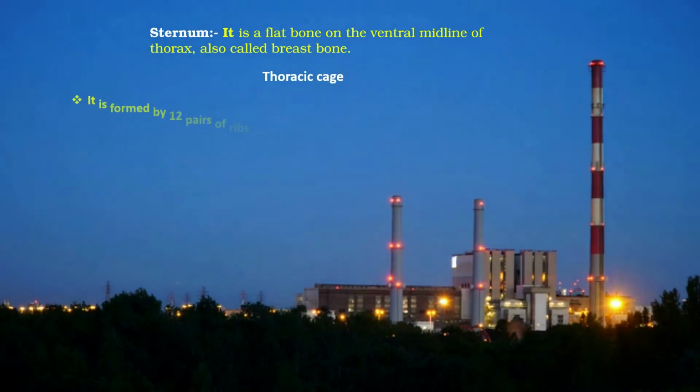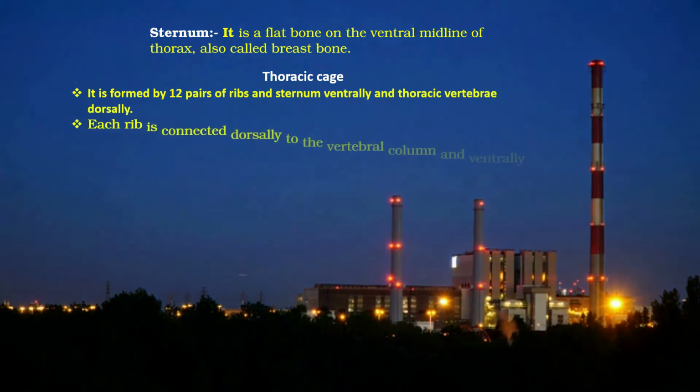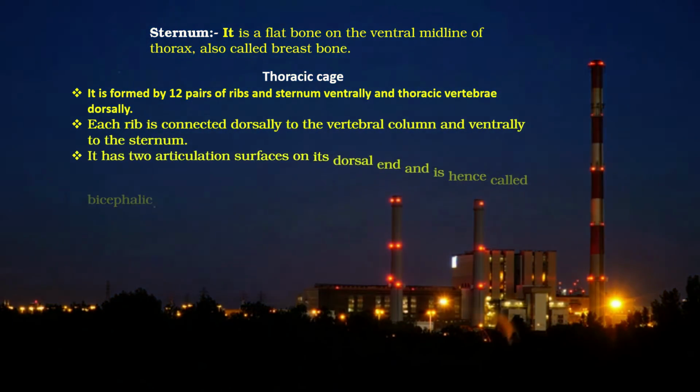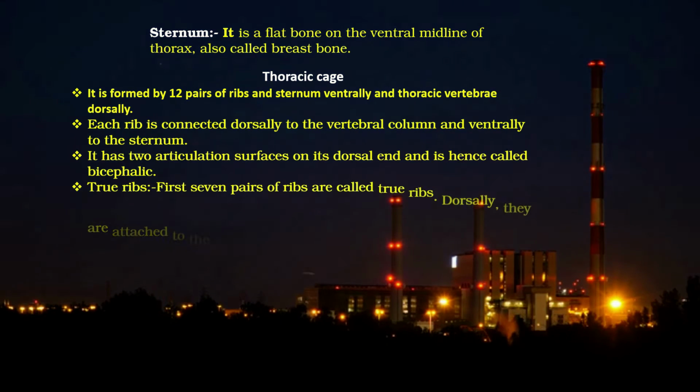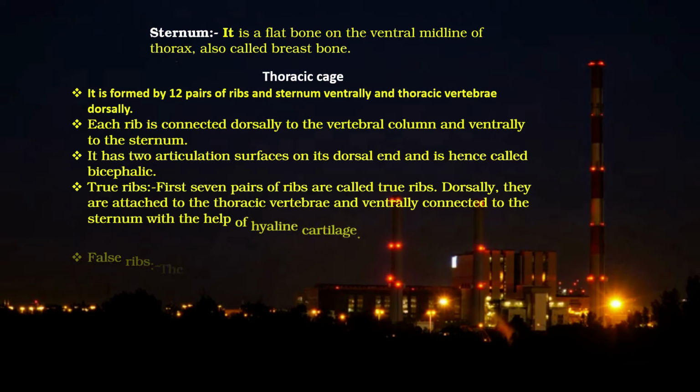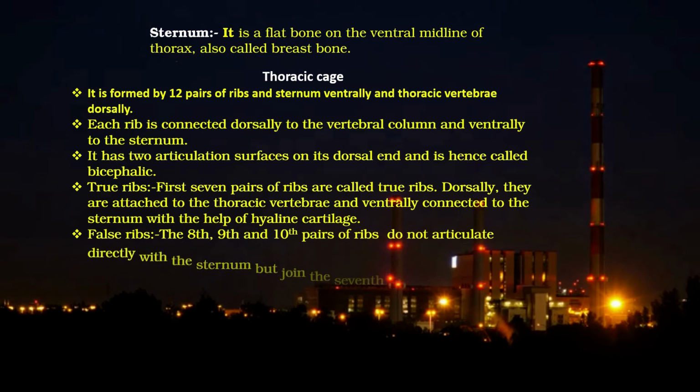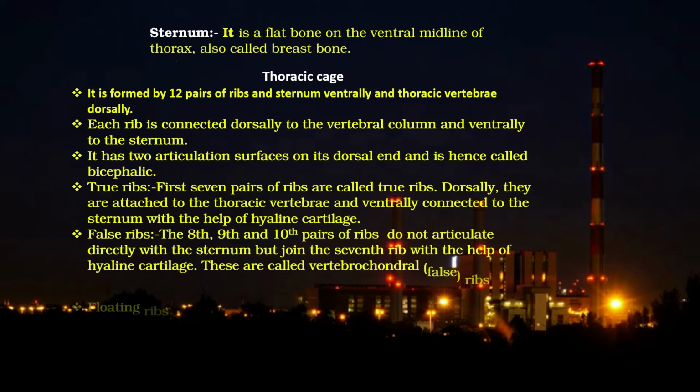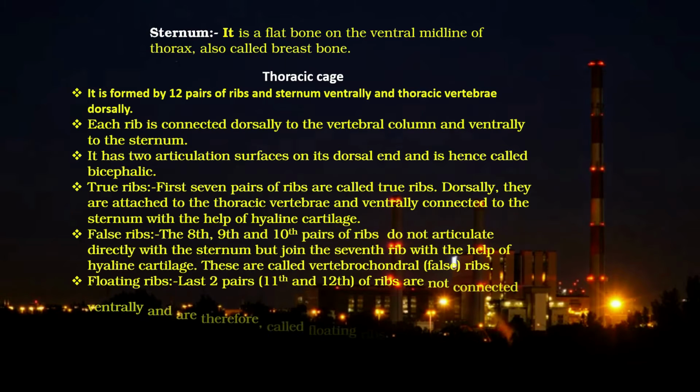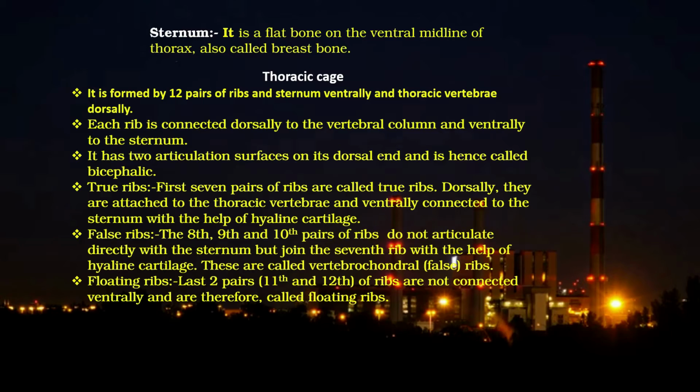Now, we can study the sternum and thoracic cage formation. It is formed by 12 pairs of ribs and the sternum ventrally, and thoracic vertebrae dorsally. Each rib is connected dorsally to the vertebral column, and ventrally to the sternum. It has 2 articulation surfaces on its dorsal end, and is hence called bicephalic.